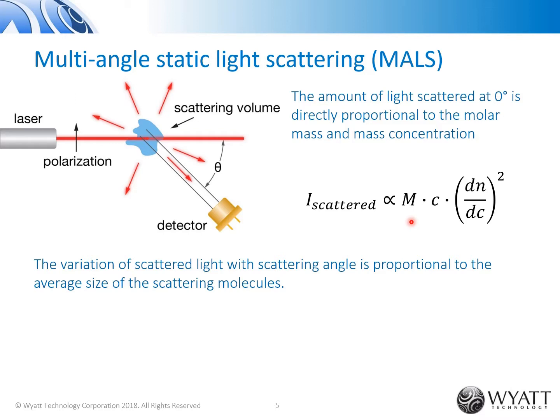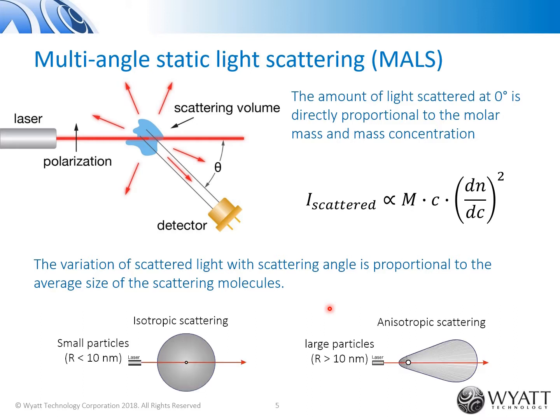We measure the light scattering at multiple angles simultaneously. That's why it's called multi-angle light scattering. And we do that because the variation in the scattering angle is proportional to the size of that molecule. So molecules with a radius less than 10 nanometers will scatter light evenly in all directions. We call this an isotropic scatterer. The DNA and the protein examples that I'm going to show fall into this category.